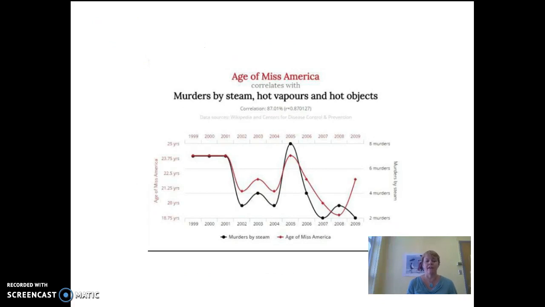We're not going to say that aliens beamed down and carved this statue. Here's an example of the age of Miss America correlating with the murders by steam, hot vapors, and hot objects. This is what's known as a spurious correlation. The two go together amazingly well. However, I don't think we want to say that as the age of Miss America increases, so will murders by steam, hot vapors, and hot objects.